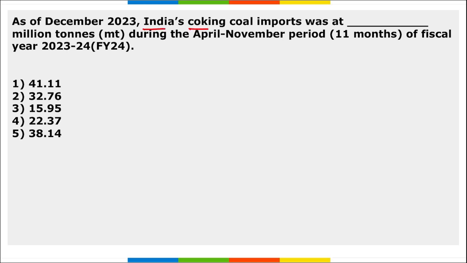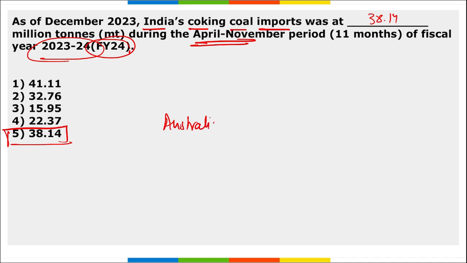Next, India's coking coal import was 38.14 million tons during the April to November period of fiscal year 24. So the right option here is that the coking coal import for India was 38.14 million tons. And remember, Australia is the dominant supplier for India for this coking coal.